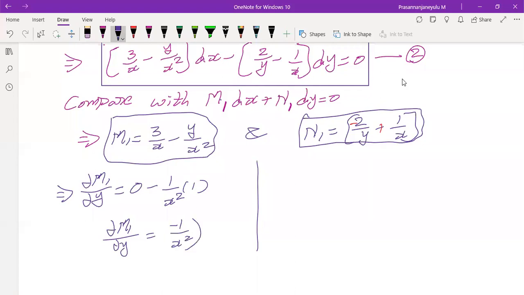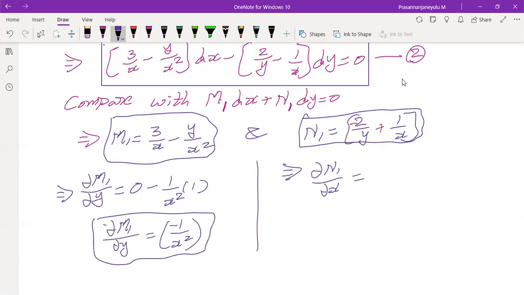In the same manner, we find dou N1 by dou x. While partially differentiating N1 with respect to x, treat y as constant. Minus 2 by y is constant, and its differentiation is 0. Plus 1 by x differentiates to minus 1 by x square. So on simplification, dou N1 by dou x equals minus 1 by x square.